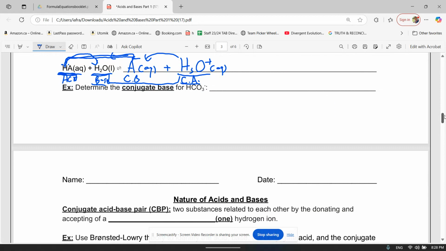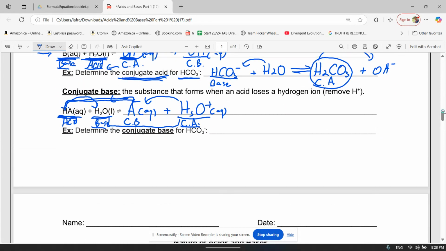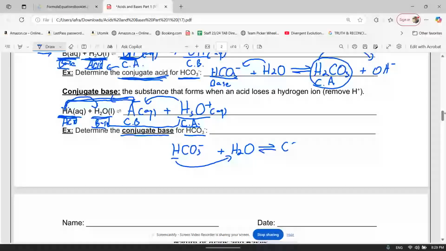So in our next question, we're going to have to find the conjugate base of HCO3 minus. So what that means is that because we're looking for the conjugate base, this is going to be acting as the acid. So if you write HCO3 minus plus water, this is going to give, acting as an acid, an H to the water, so we'll have CO3 2 minus, now, because you lost an H plus, it was minus, now it's 2 minus, plus H3O plus.